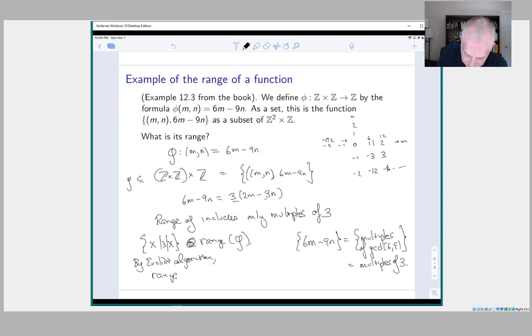I drew this going the wrong way. Every element of the range of phi is divisible by 3, and then by Euclid's algorithm, every element that's divisible by 3 is in the range of phi. So the range of phi is actually equal to the set of multiples of 3.